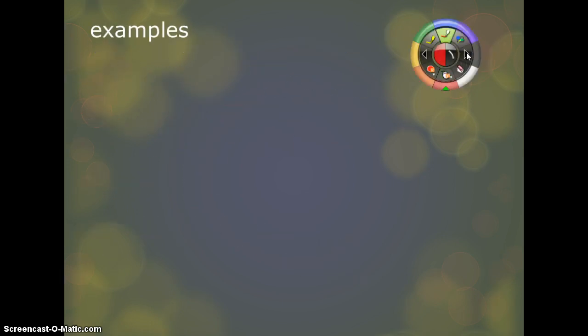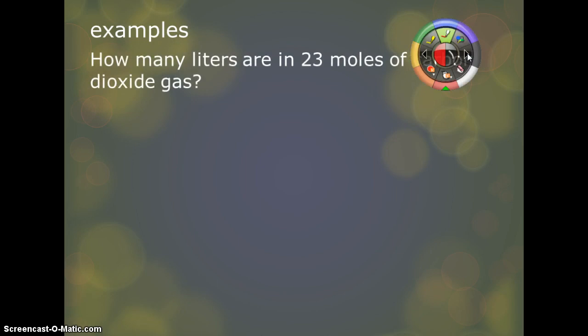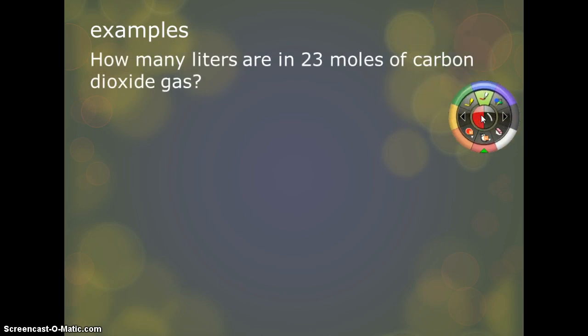So if we look at some examples, our first example here, how many liters are in 23 moles of carbon dioxide gas? So we are starting with 23 moles, and we're trying to get to what? Trying to get to liters. So we're going to put liters in our numerator. Now, 1 mole is going to go in our denominator. 1 mole is always equal to how many liters? 22.4.